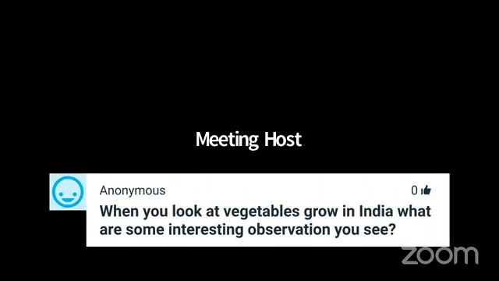When you look at vegetables grown in India, what are some interesting observations you see? Automated protected cultivation, hydroponics, aeroponics. Those are the advanced technologies. They're very interesting things. Even in a small area, we can grow a large quantity of vegetables, and that too of high quality. These are the very interesting things which I have observed.